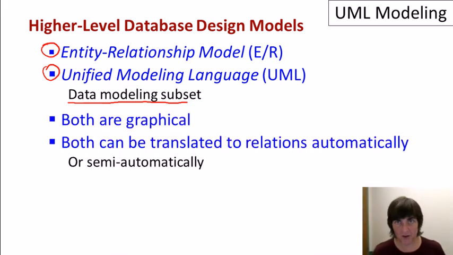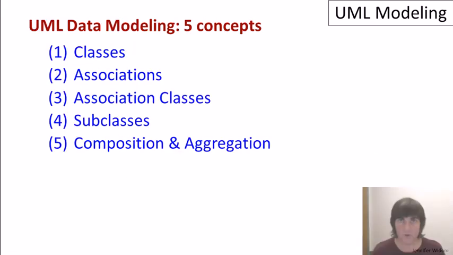Both of these design models are fundamentally graphical, so in designing a database, the user will draw boxes and arrows, perhaps other shapes. And also, both of them can be translated generally automatically into relations. Sometimes there might be a little human intervention in the translation process, but often that's not necessary. So in the data modeling subset of UML, there are 5 basic concepts: classes, associations, association classes, subclasses, and composition and aggregation. And we're just going to go through each one of those concepts in turn with examples.